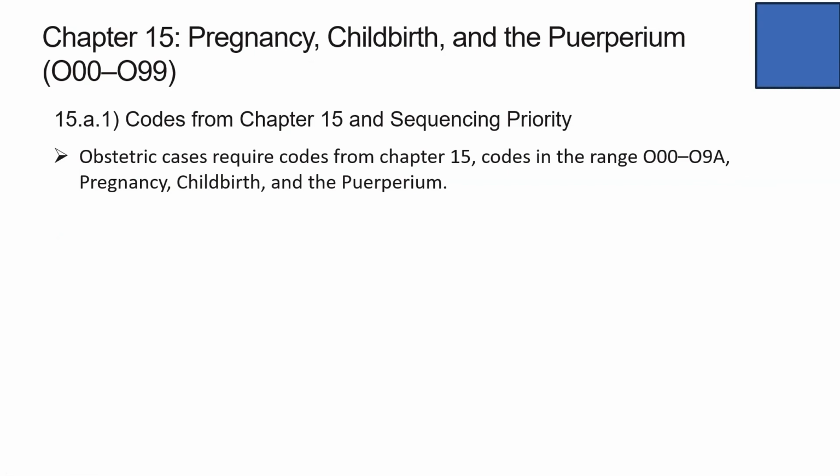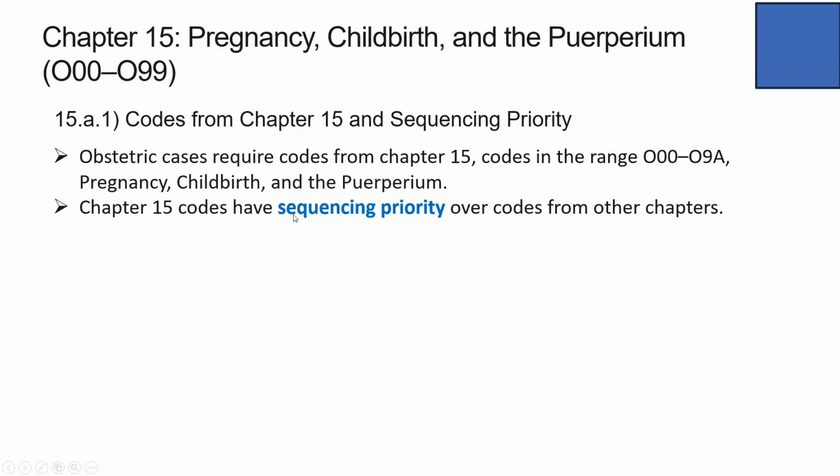And on the CIC exam, you're going to have to plug in a computer, so it's going to recognize between an O and a 0. So you don't want to get these confused. So think of obstetrics and then think of O. So we have O00, O9A, pregnancy, childbirth, and the puerperium.